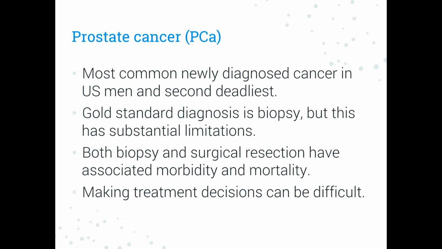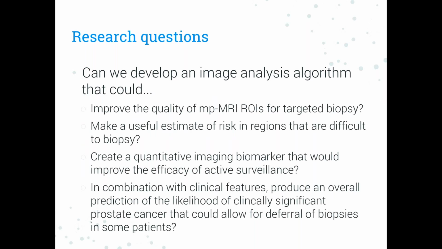And making treatment decisions can be difficult, especially in men with low-grade prostate cancer, right? These are people that have slow-growing prostate cancer, and it's unclear if it will ever be lethal, or they would expire as a result of something else. So our research question in this area is: can we develop an image analysis algorithm that can improve the quality of NP-MRI regions of interest for targeted biopsy?